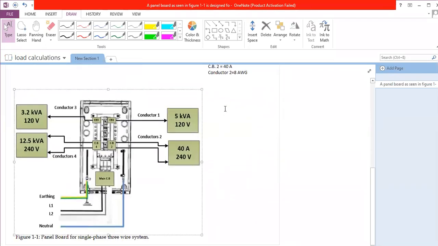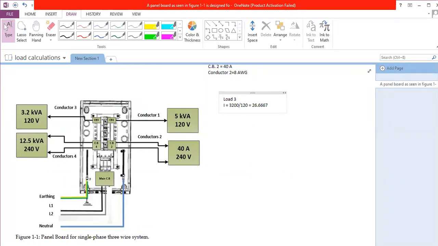Now let's go to the other load, which is load number 3. Now, it is given the power as 3.2 kilovolt ampere. So the current which will be drawn by this load equals 3,200 over the voltage, which is 120, and this is equal to 26.6 ampere. So this is the current.